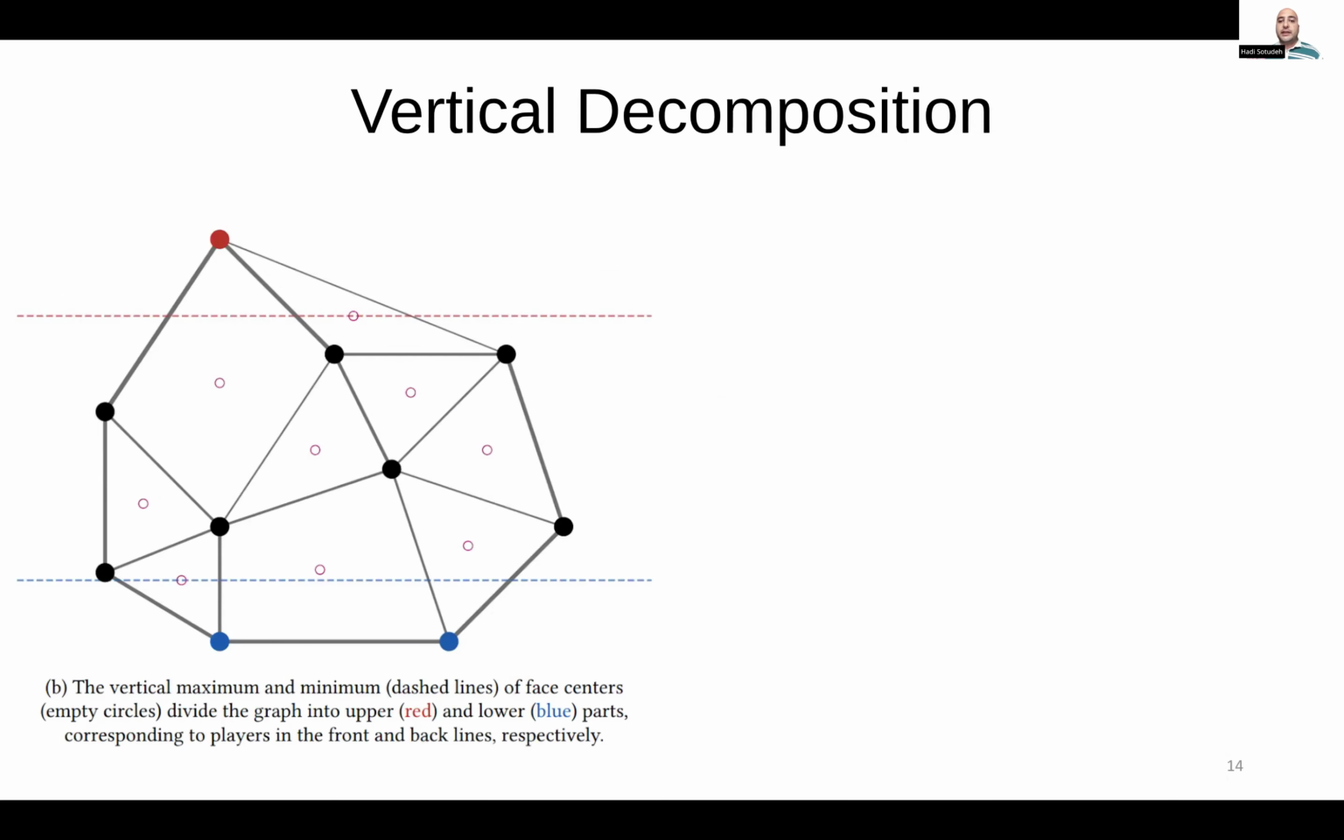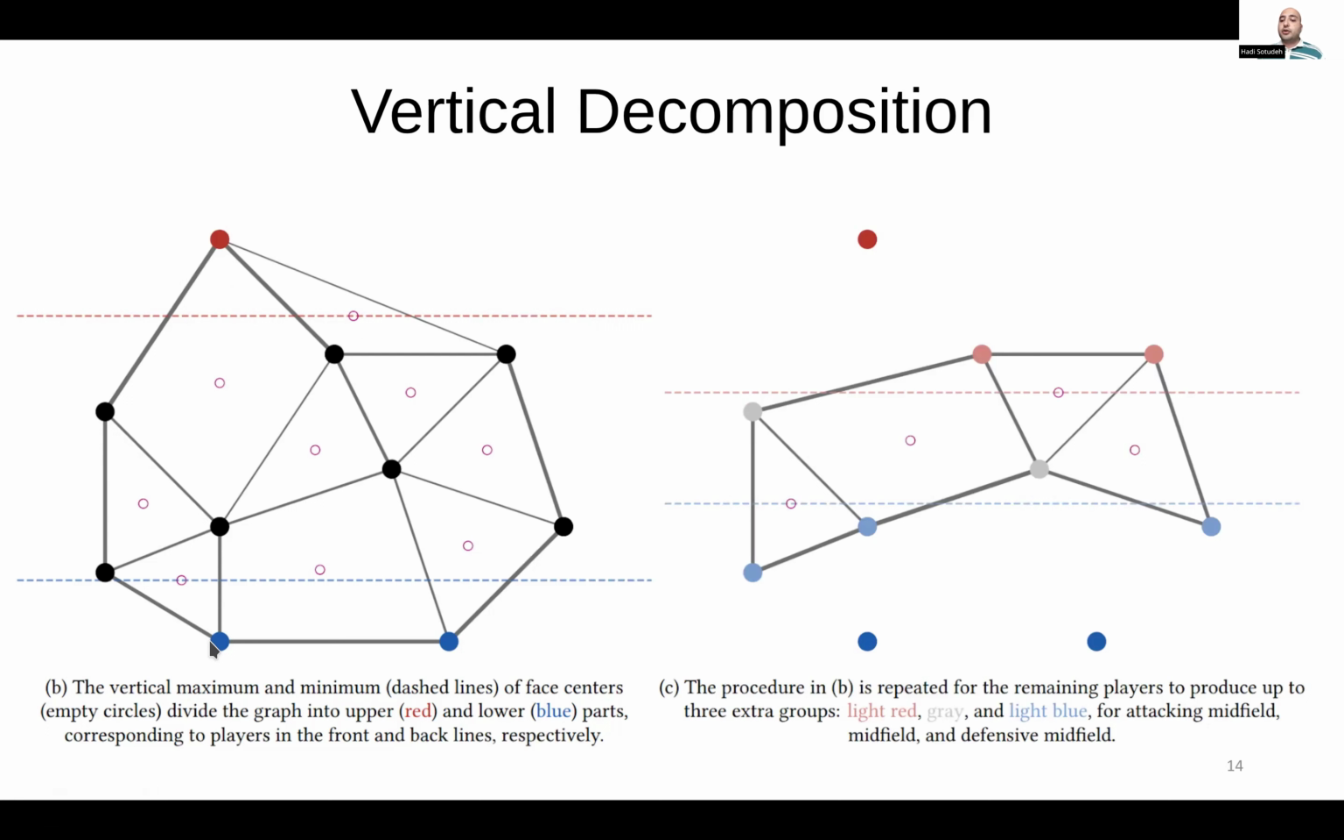So we are going to decompose the graph on two levels, vertical and horizontal. For the vertical level, we pick the shape graph we had, and we use the face centers as references. Players who are above the maximum face center vertically are colored dark red, which means these players are on the front line. Players who are below the minimum face center are colored dark blue, which means these players are on the back line.